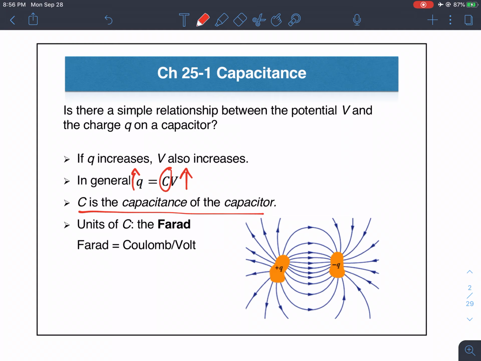Since it is the constant here, it does not depend on the charge or the potential. We will talk about what it depends on. It's going to depend on its geometry. But this is the electrical equation. I'm going to write another one later, the geometrical equation. Electrical equation. And that is Q is equal to CV.